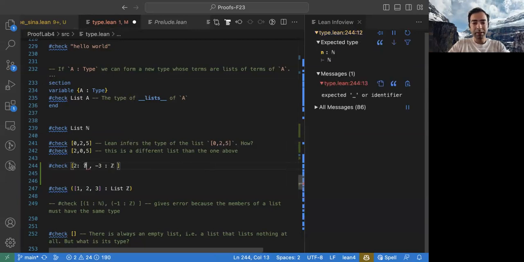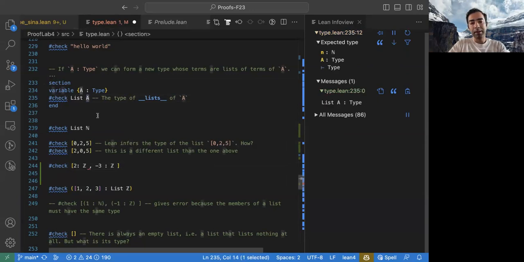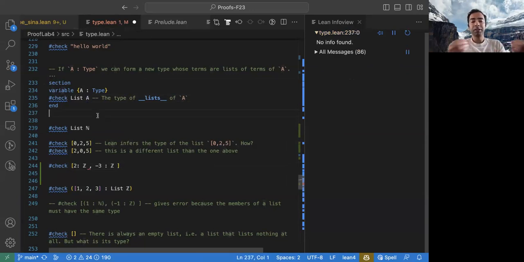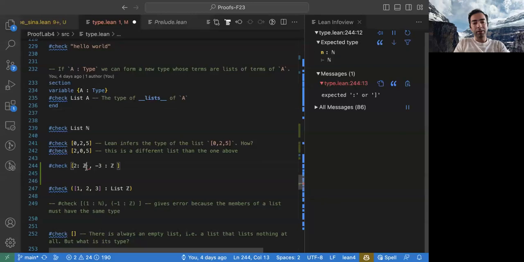So the first one must be an integer because a list takes one type only. It cannot be a list of heterogeneous types. So it has to be a list of only one type. And so that would be a list of integers, great. So this is a list of integers.